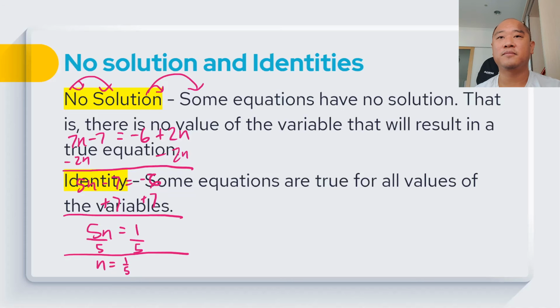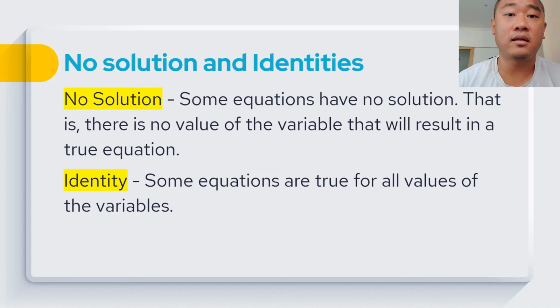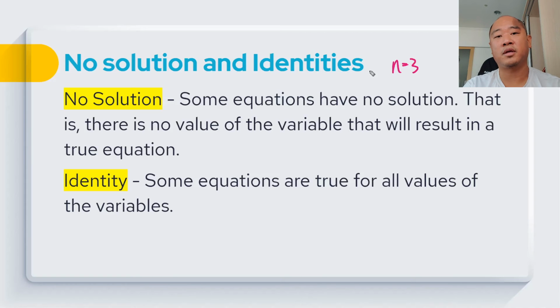Sometimes, whoopsies, an equation will not have an answer. Sometimes an equation will have all the answers. So far we've been looking at examples where, like, n equals 3 or something like that, where there's just one answer that makes the equation true. And if n was anything else, then the equation wouldn't be true.